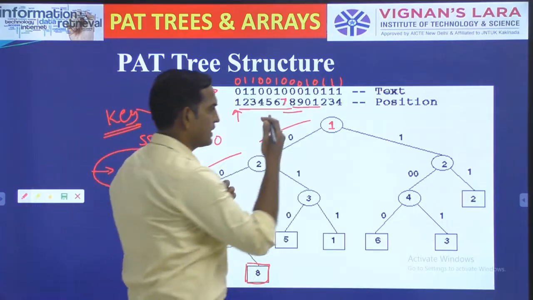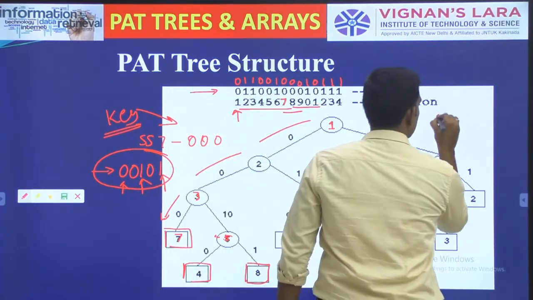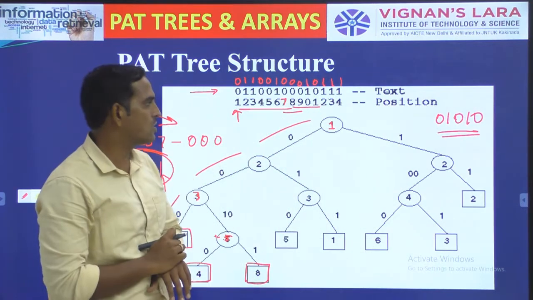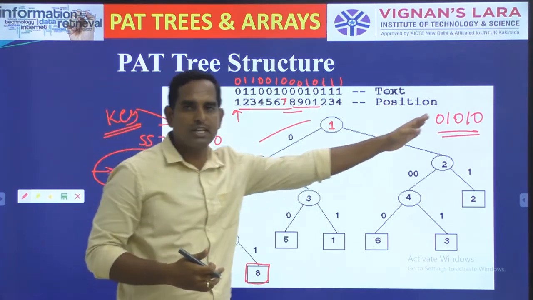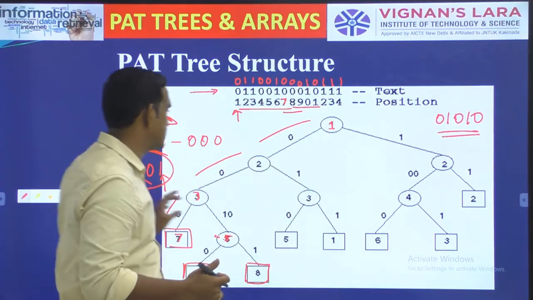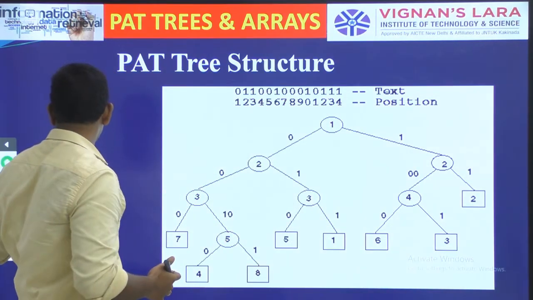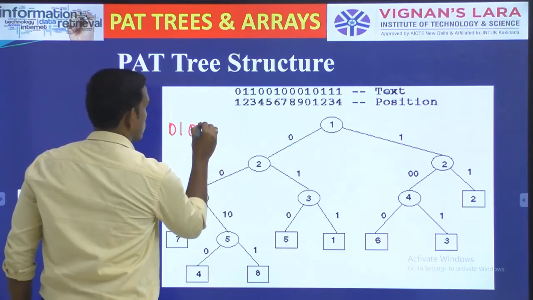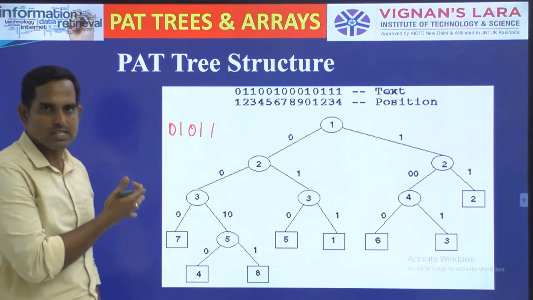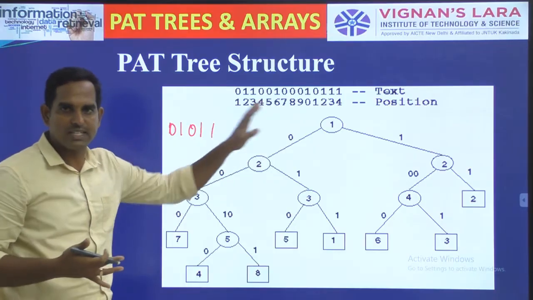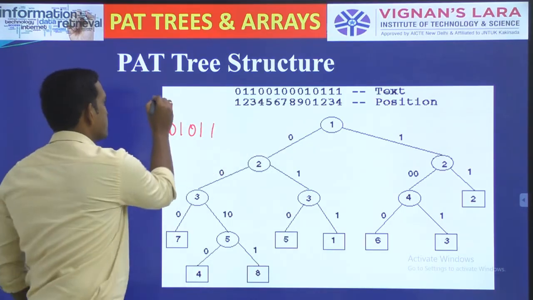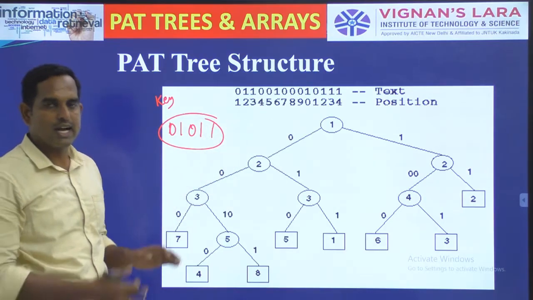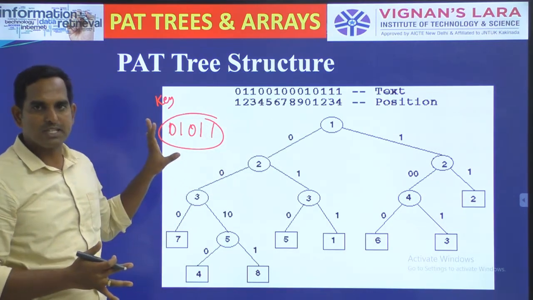Okay, for example, if I try to search some random key, that is 01010, I have to find whether the particular key is present in your string or not. Let me clear that one. If I try to search 01011, this is the string I am trying to search in my Patricia tree. That is, if this is the key, I am trying to search in this particular Patricia tree and find out whether this key is present or not.